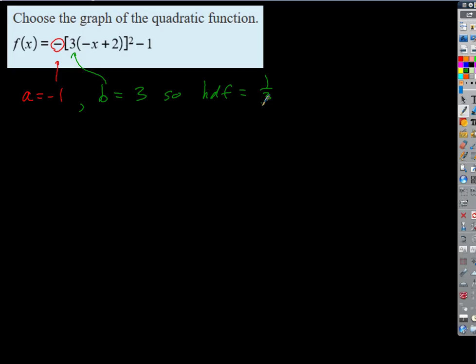What's H? 2 plus 2? Well, hold it. H is a little tricky. It's -2, isn't it? It's -2 because that's the number that's being subtracted from x. Okay, and then let's see what else we got here. How about K? What's K? -1. Okay, and that goes right there.